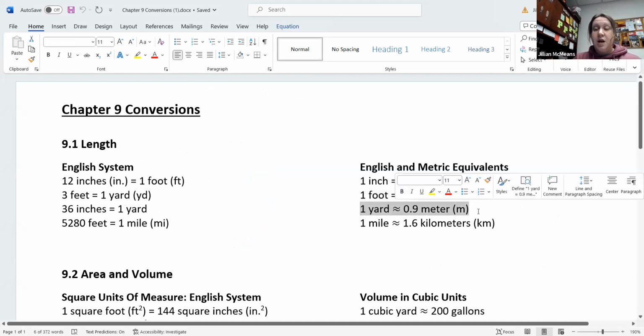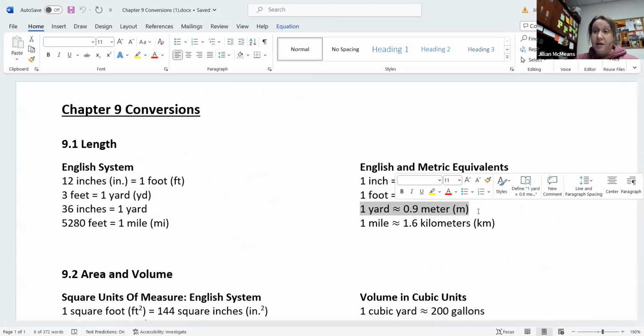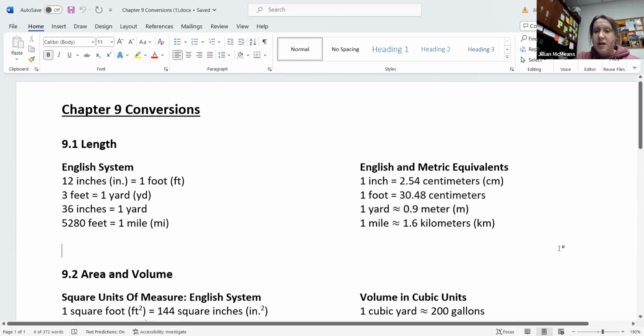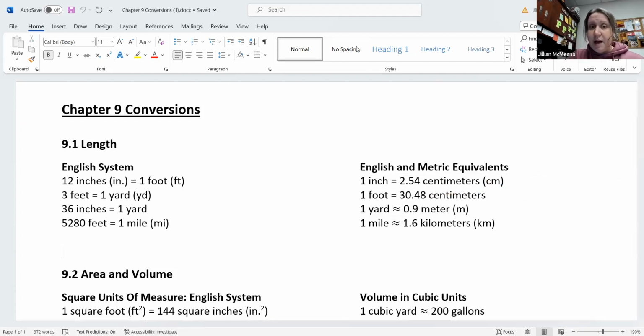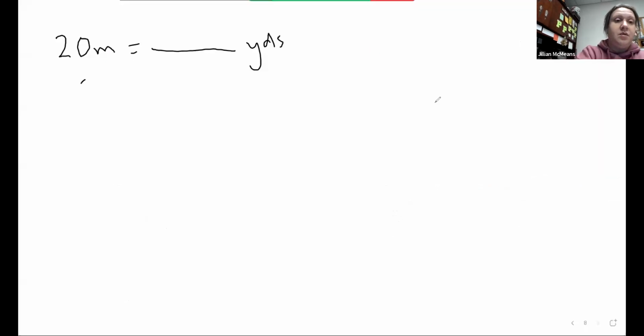I will tell you this, a lot of these conversions are rounded, they're approximations. You can see here that centimeters and inches, feet and centimeters, those are exact, but the other ones are approximations. So we're not going to get an exact conversion, but we're going to get something pretty darn close, okay? Anyway, in this case, we have 1 yard is approximately 0.9 meters. So let's see what we get here. So remember, we start with what we know. We know we have 20 meters, and we want to write that as a fraction.